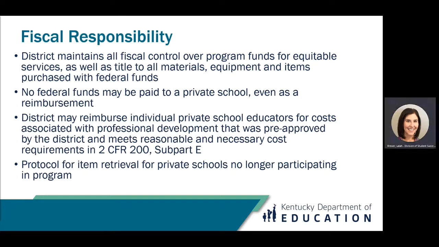Fiscal responsibility. The district maintains all fiscal control over program funds for equitable services, as well as title to all materials, equipment, and items purchased with federal funds. No federal funds may be paid to a private school, even as a reimbursement. The only exception is a district may reimburse private school educators for costs associated with professional development that was pre-approved by the school district and meets the reasonable and necessary cost requirements in 2 CFR 200 subpart E.